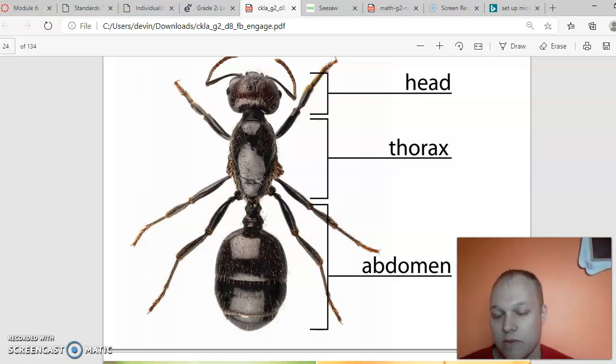The head is the center of an insect's senses, but different kinds of insects can have very different looking heads. The thorax is the middle part of the insect's body, and the abdomen is the end of the insect's body, farthest away from the head.